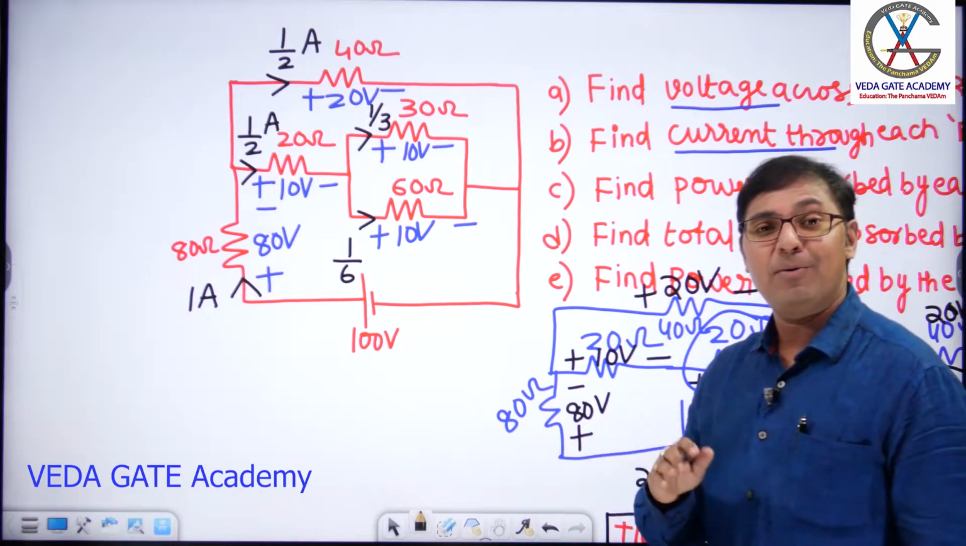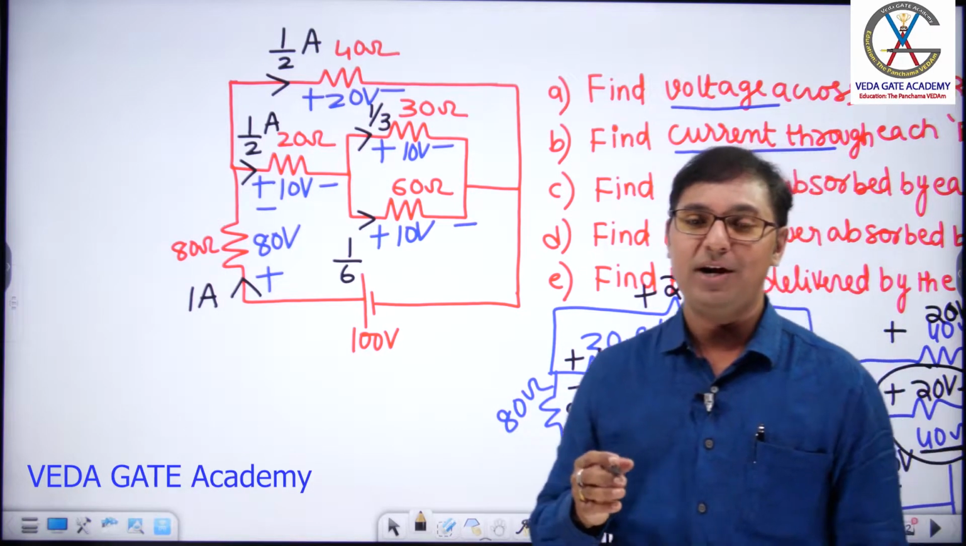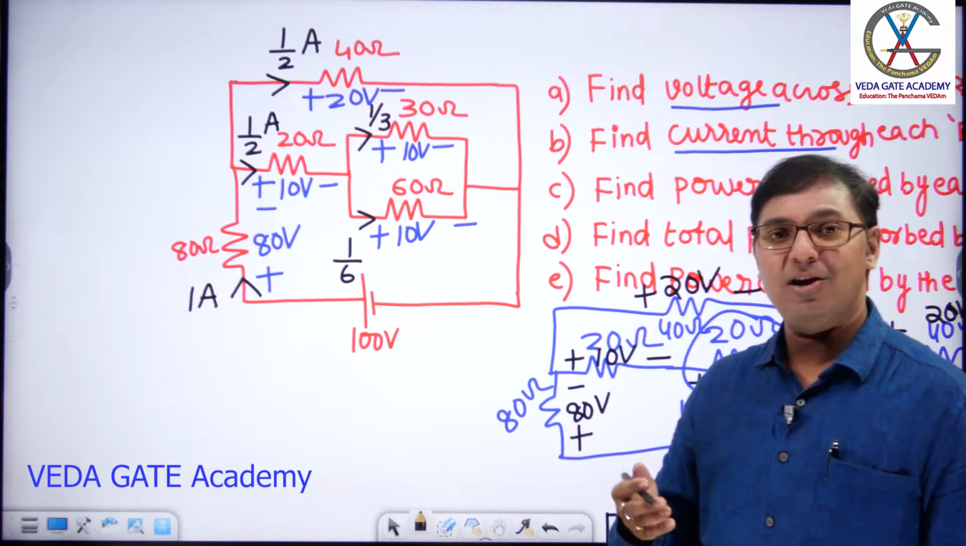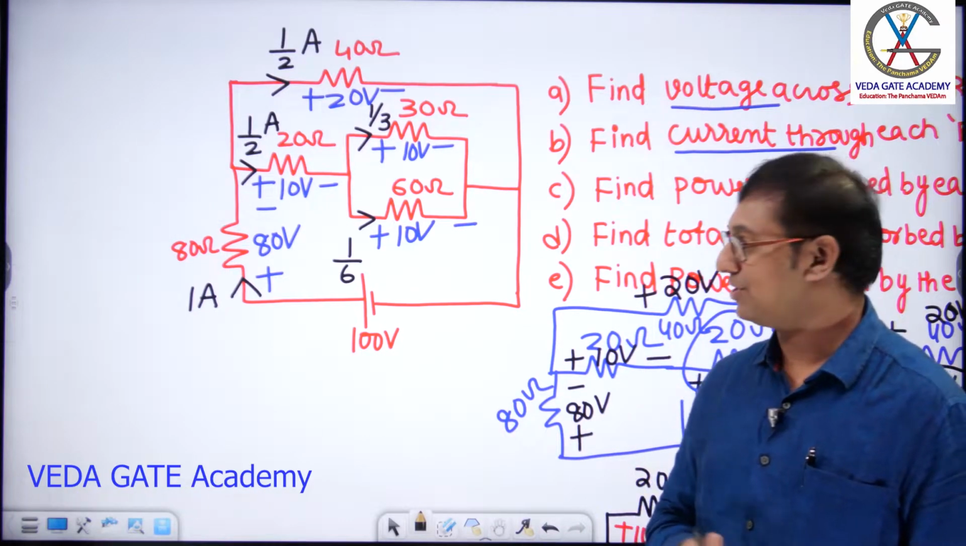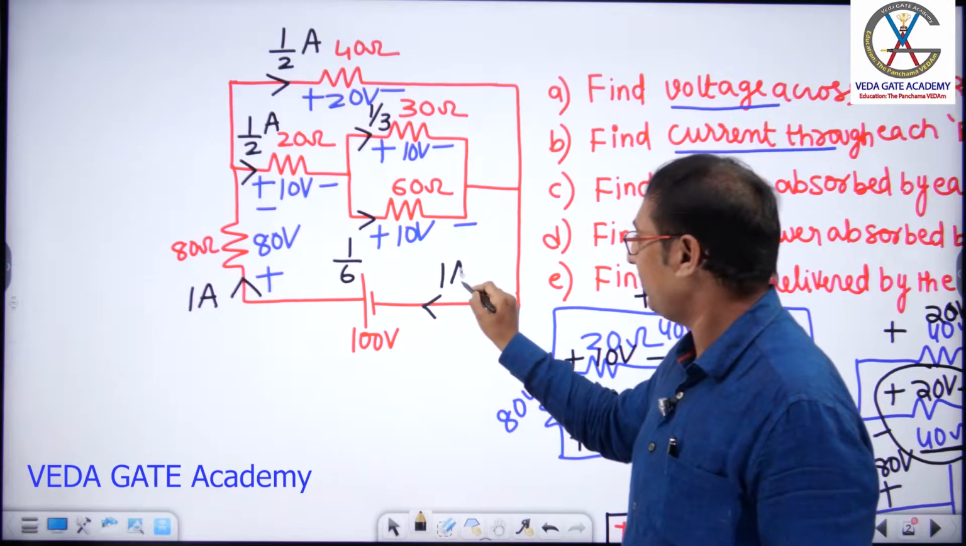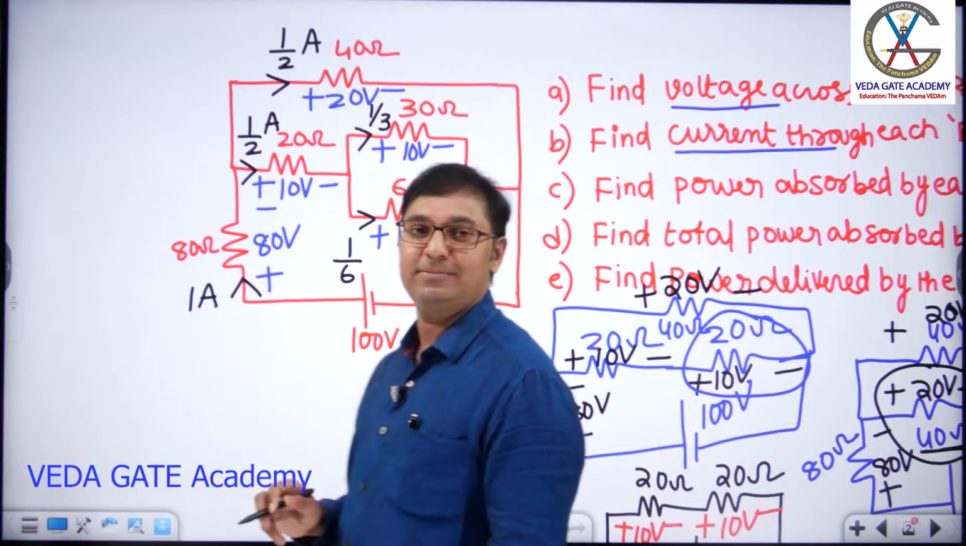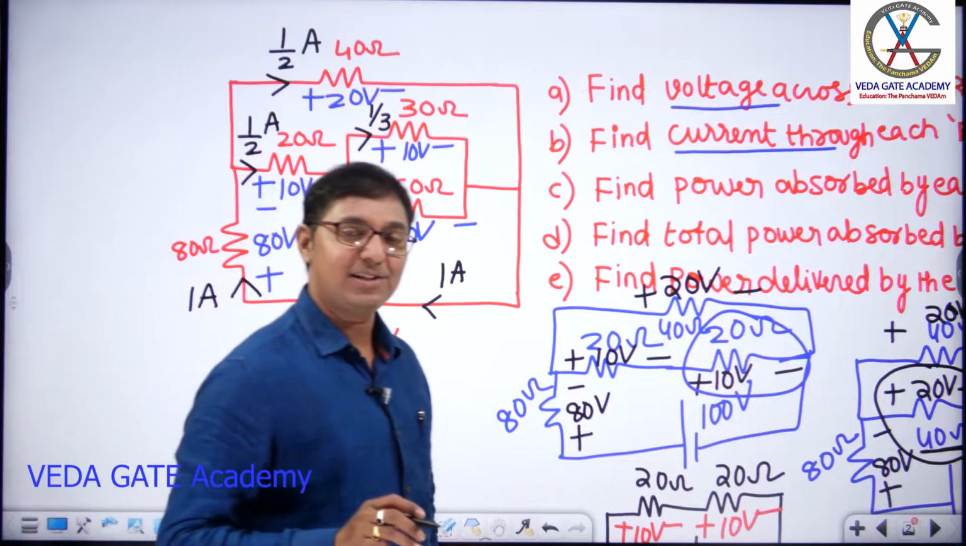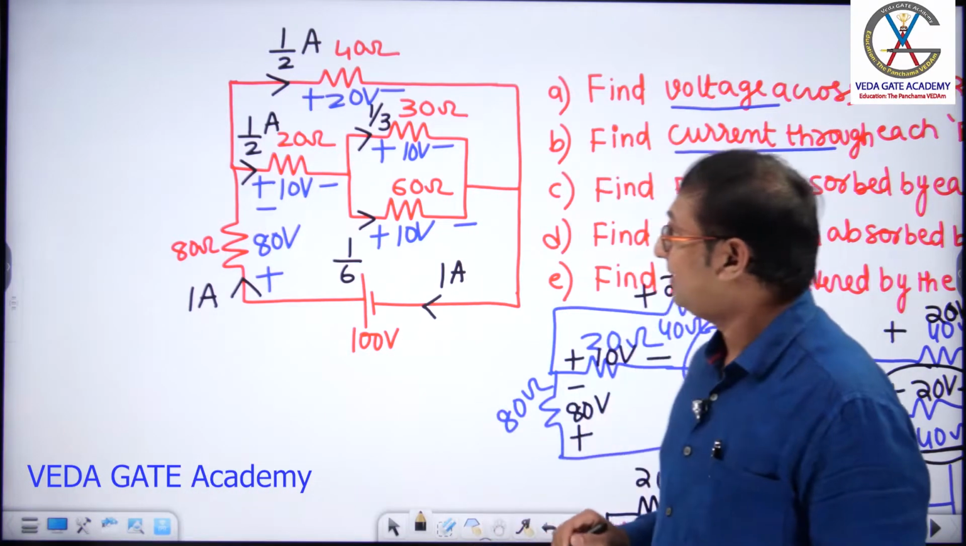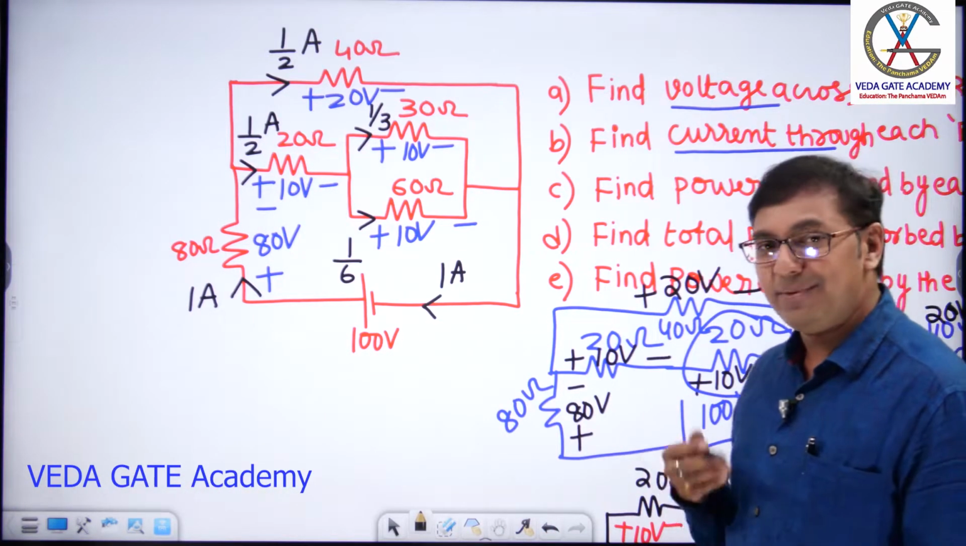You can find power absorbed by each R. You can find total power absorbed by all R's. You can also find power delivered by the source. Tellegen's theorem is perfectly verified here. Done, dears? Is it clear for you? Right. Let us go with the next question. What came as the next question?